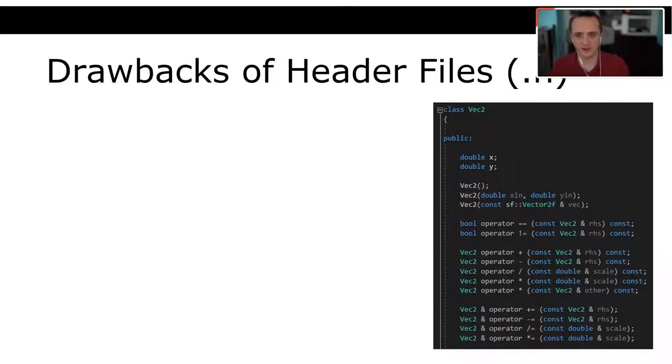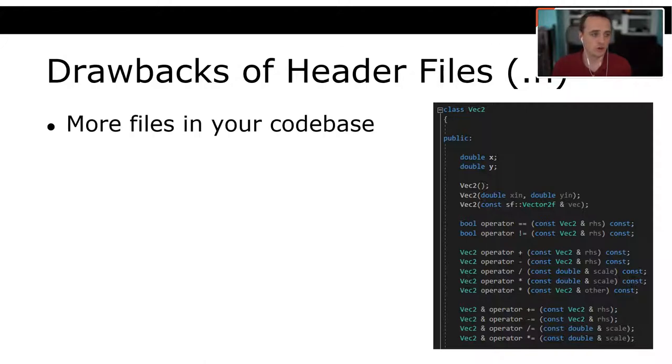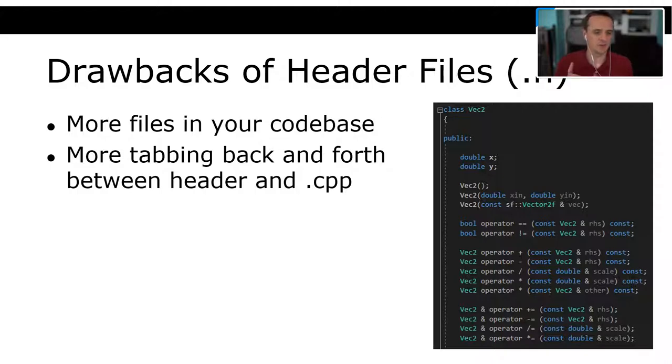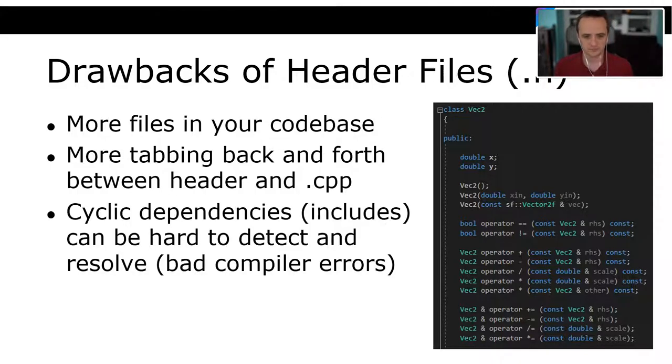Some of the drawbacks of header files is that, well, there's more files in your code base. That always sucks. You're going to have more tabbing back between header files and CPP files. That's a little bit annoying. In C++, this is something that we won't run into in this course because I've designed it out of the course, but you may have cyclic dependencies. So for example, if you have class A, which depends on class B, and class B, which depends on class A, that's a cyclic dependency. So they depend on each other.